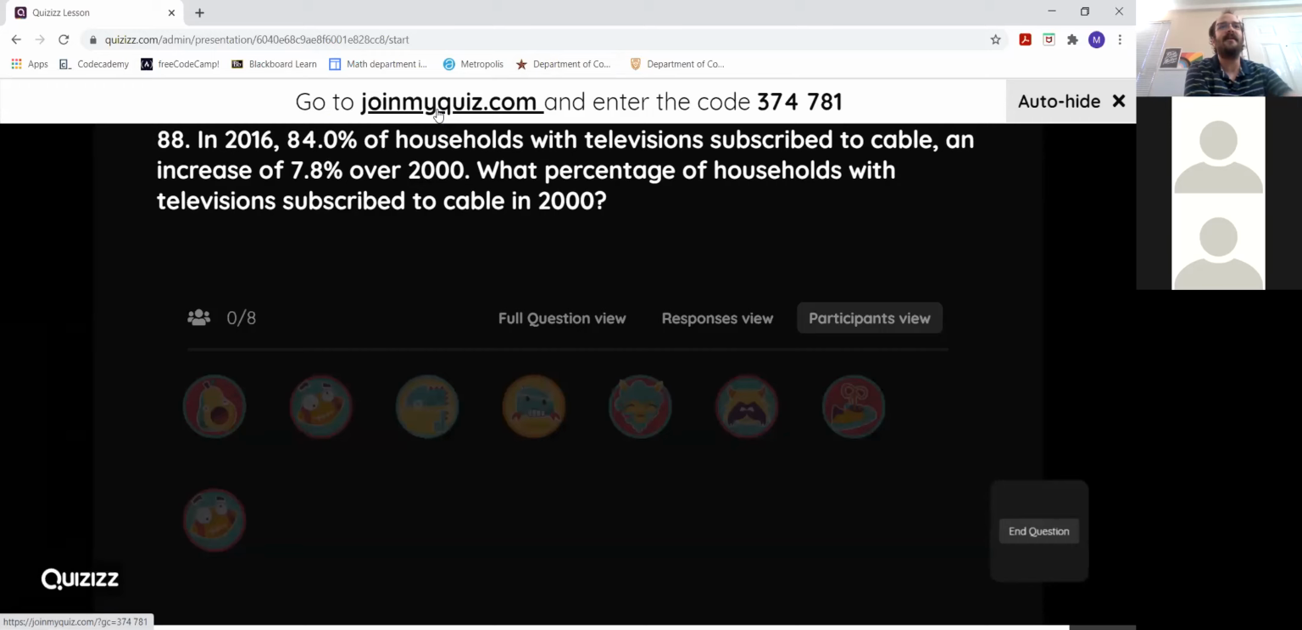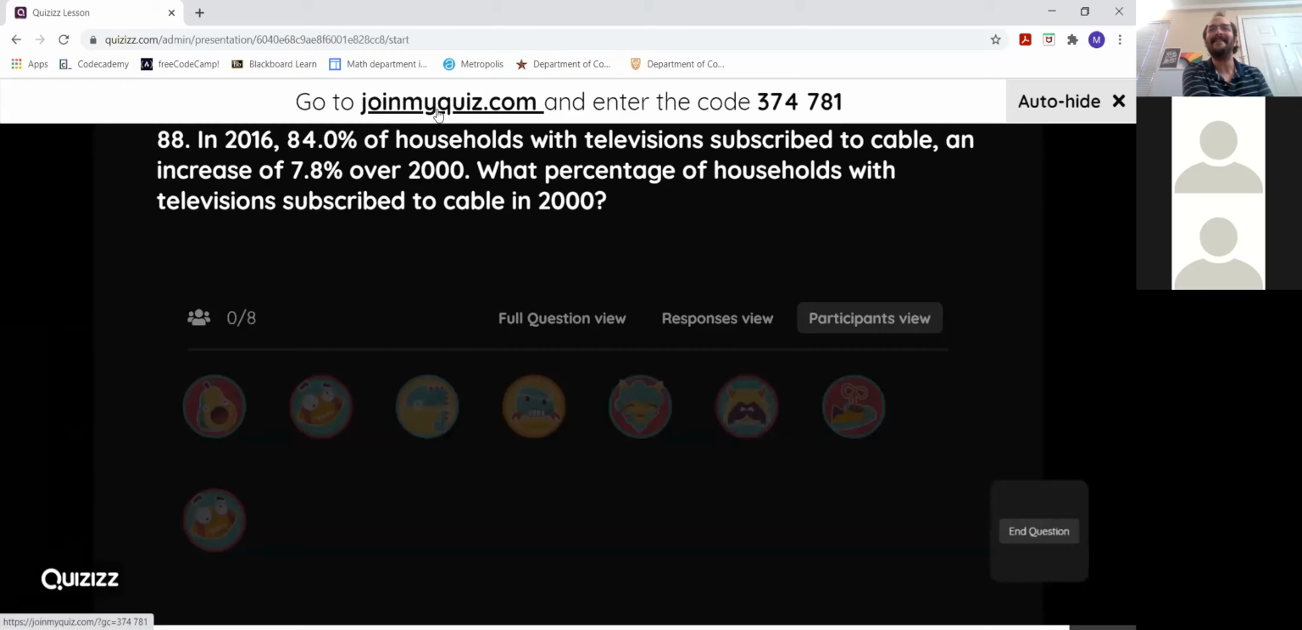In 2016, 84% of households with television subscribed to cable, an increase of 7.8% over 2000. What percentage of households with television subscribed to cable in 2000?